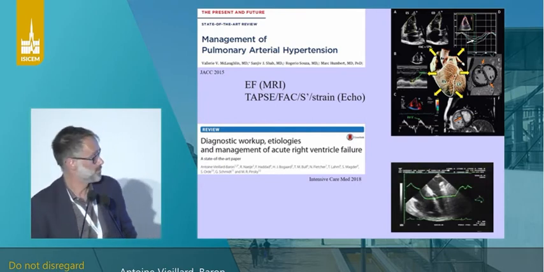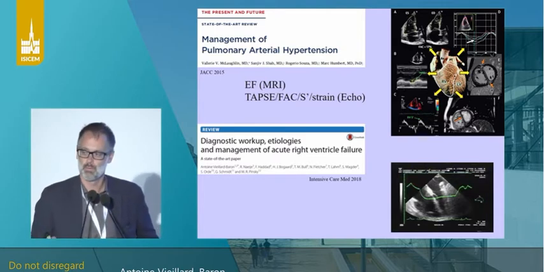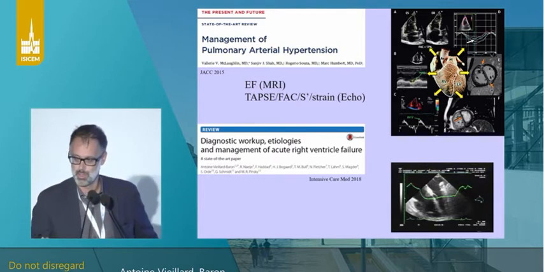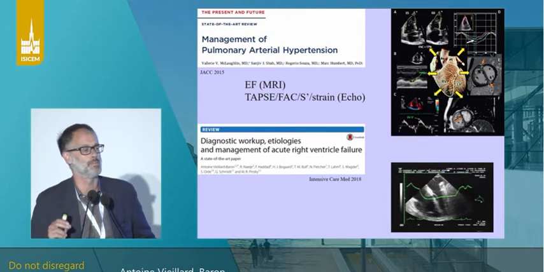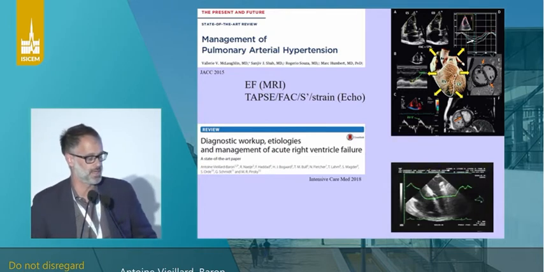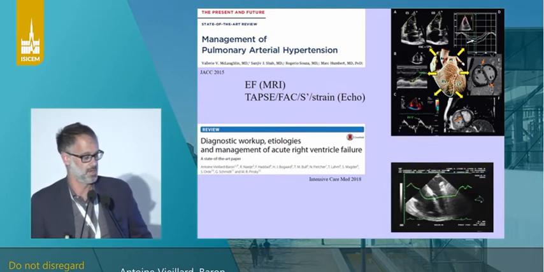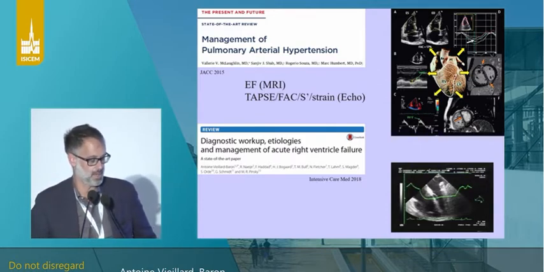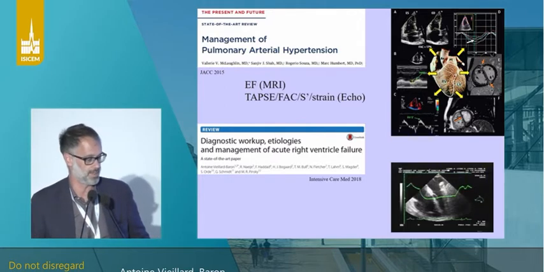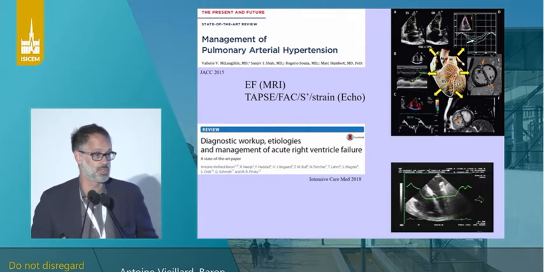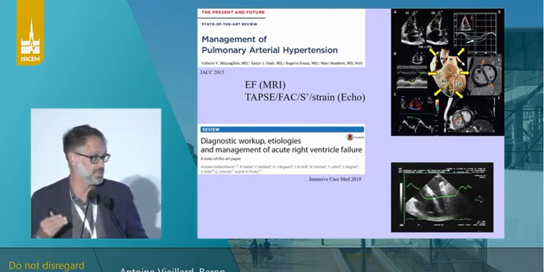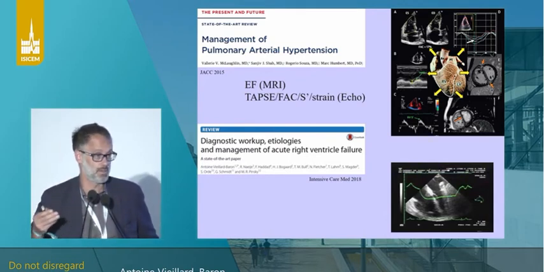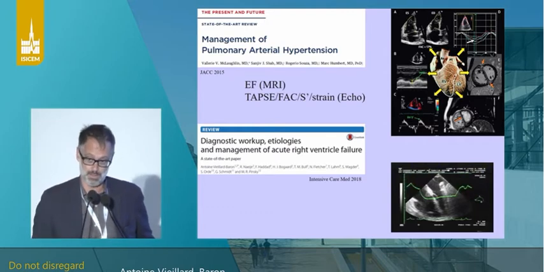The first approach is, let's say, a more cardiological approach, which is to use a parameter of systolic function that you may get from echocardiography: TAPSE, fractional area change, S prime, which is also applied on the right heart, strain also applied on the right heart, or even ejection fraction using the MRI. So you may have right ventricular systolic dysfunction in case one or all of these parameters are decreased.